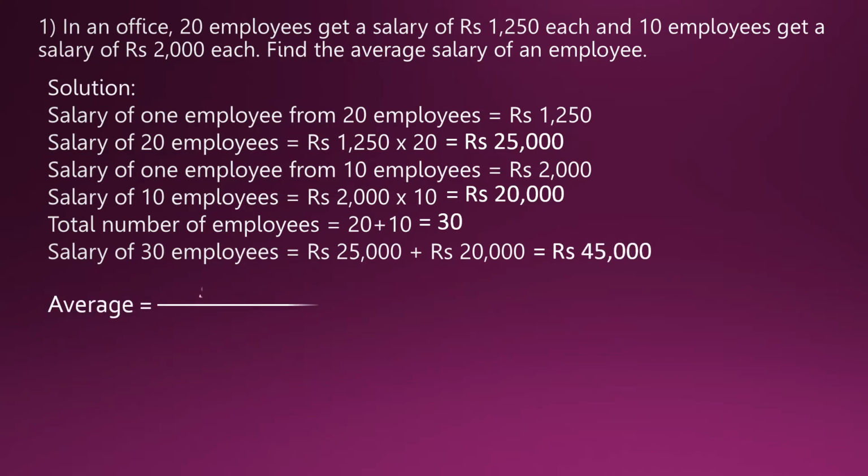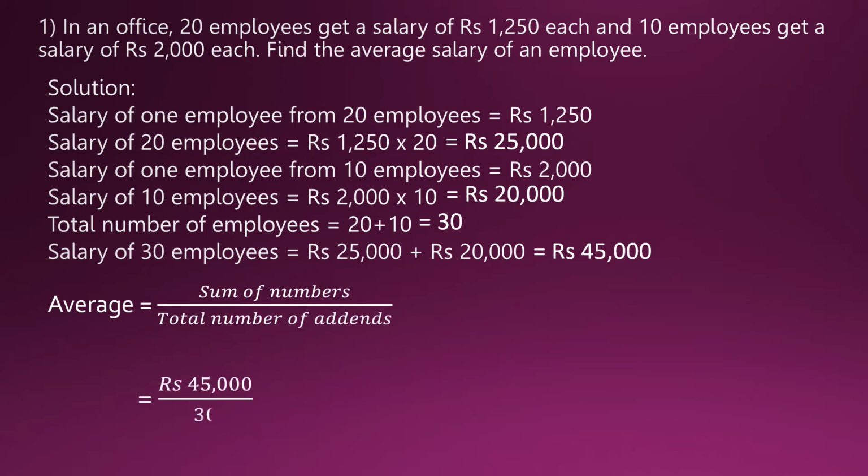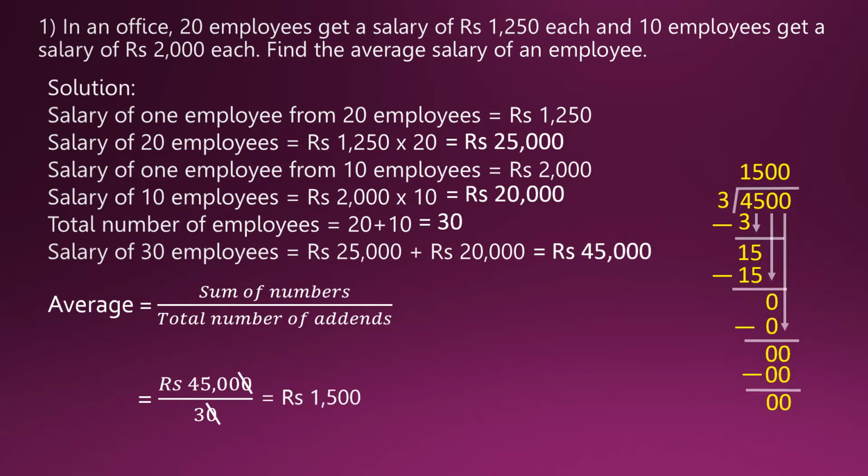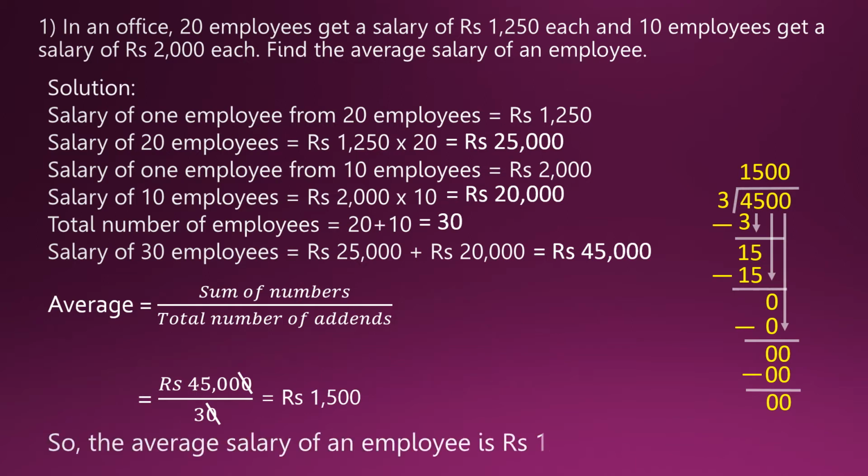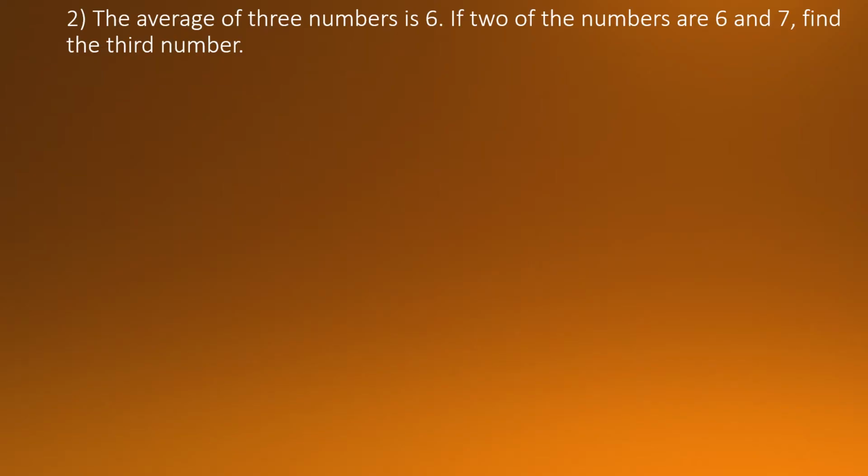We know that average is equal to sum of numbers upon total number of items. Now put the value. Sum of salaries is equal to rupees 45,000 and total number of employees is equal to 30. So write down rupees 45,000 upon 30. Now simplify. Cut 0 by 0 and divide 4,500 by 3. We get rupees 1,500. So the average salary of an employee is rupees 1,500. Let us solve one more question.